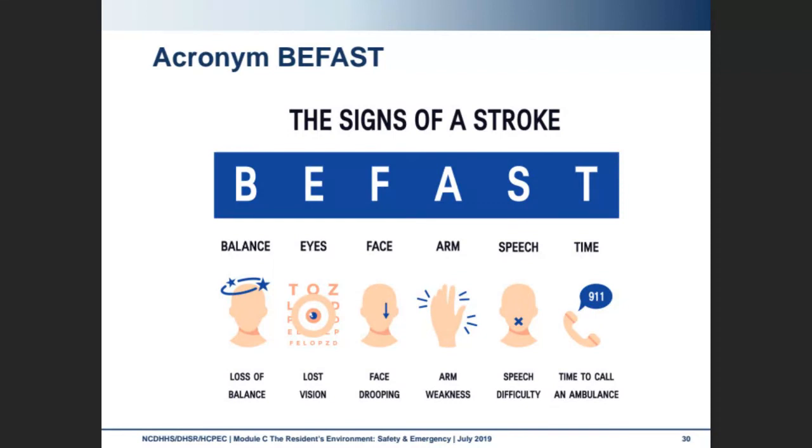Balance, loss of balance, dizziness. Eyes, having blurred vision. Face, one side of the face is drooping. Arms, if there's weakness in one arm or one leg. Speech, if you're having difficulty with speech or slurred speech. And time, that means it's time to call. If you're seeing these symptoms, it's time to call 911 and get help right away.